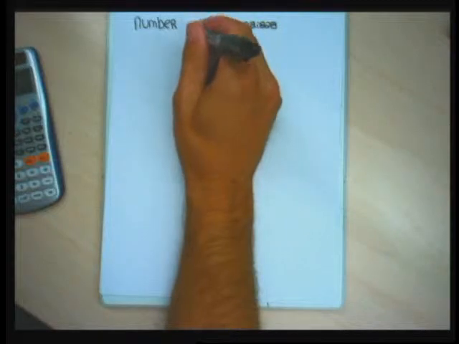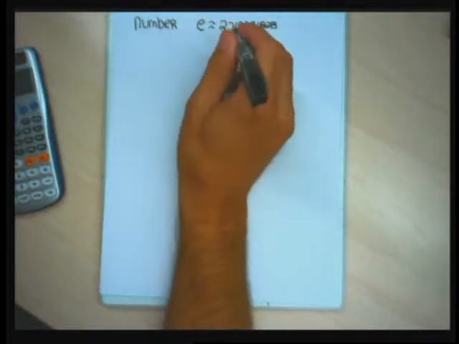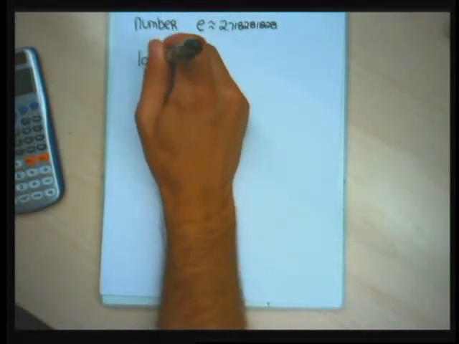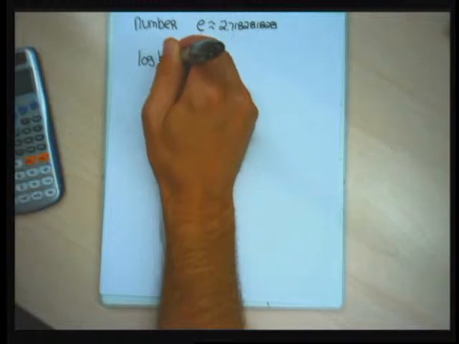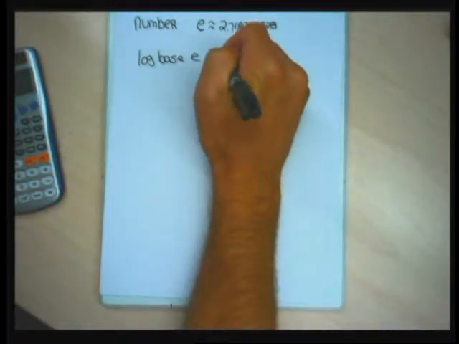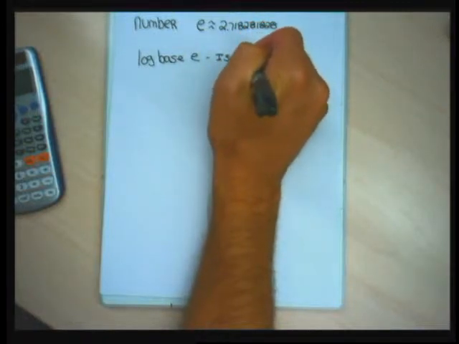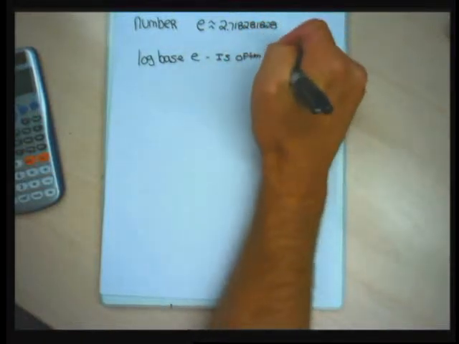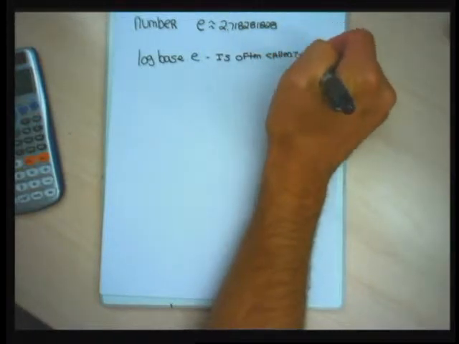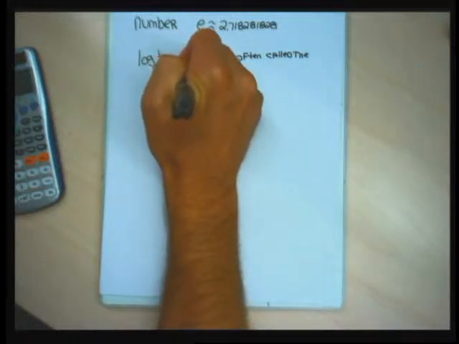Because we're in a logarithms chapter, we have logarithms base e. So e is a number, and the log base e is often called the natural log. Natural kind of maybe being the root word of nature.